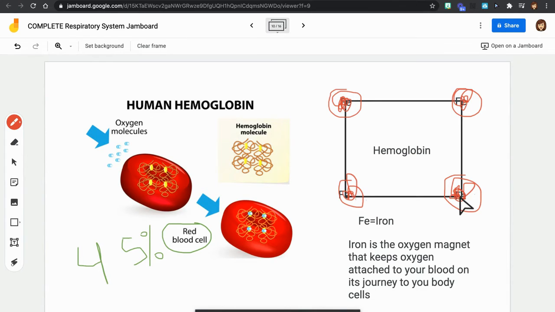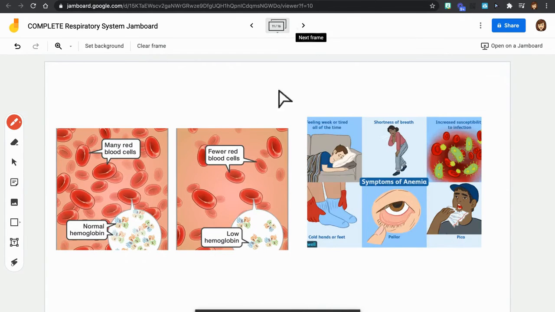Well, some people don't have enough iron in their diet, or they are naturally genetically iron deficient. So the problem with this, you guys, is that they can get something called anemia. Here are some signs of anemia. You're always tired, shortness of breath, you're always sick. Pica is interesting. That's where you crave strange things like concrete, paper. That's your body telling you you need iron.